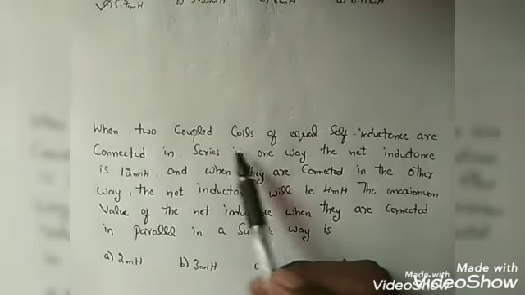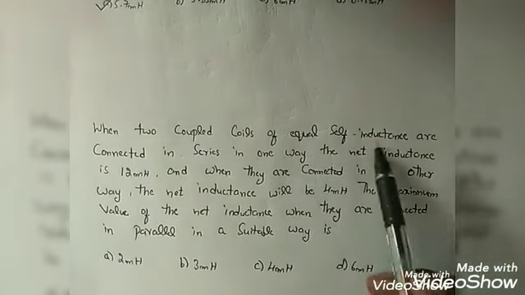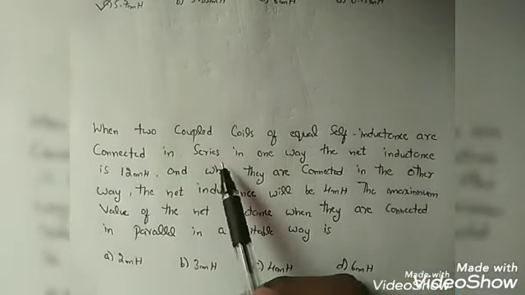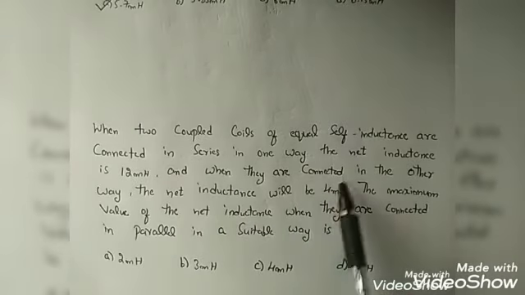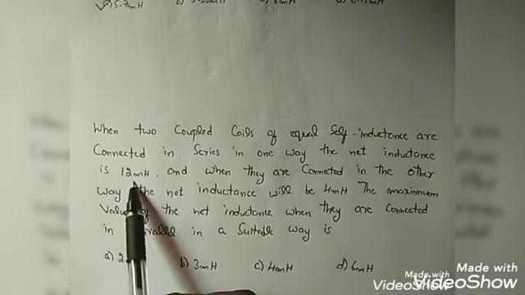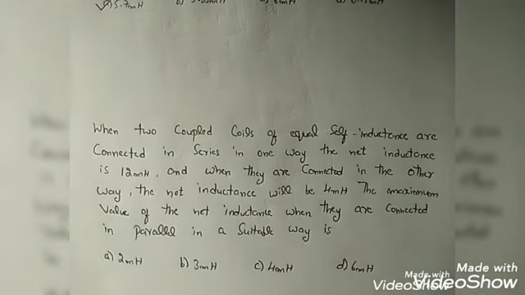Now the second question is: when two coupled coils of equal self-inductance are connected in series in one way, the net inductance is 12 millihenry, and when they are connected in the other way, the net inductance is 4 millihenry. What is the maximum value of the net inductance when they are connected in parallel?